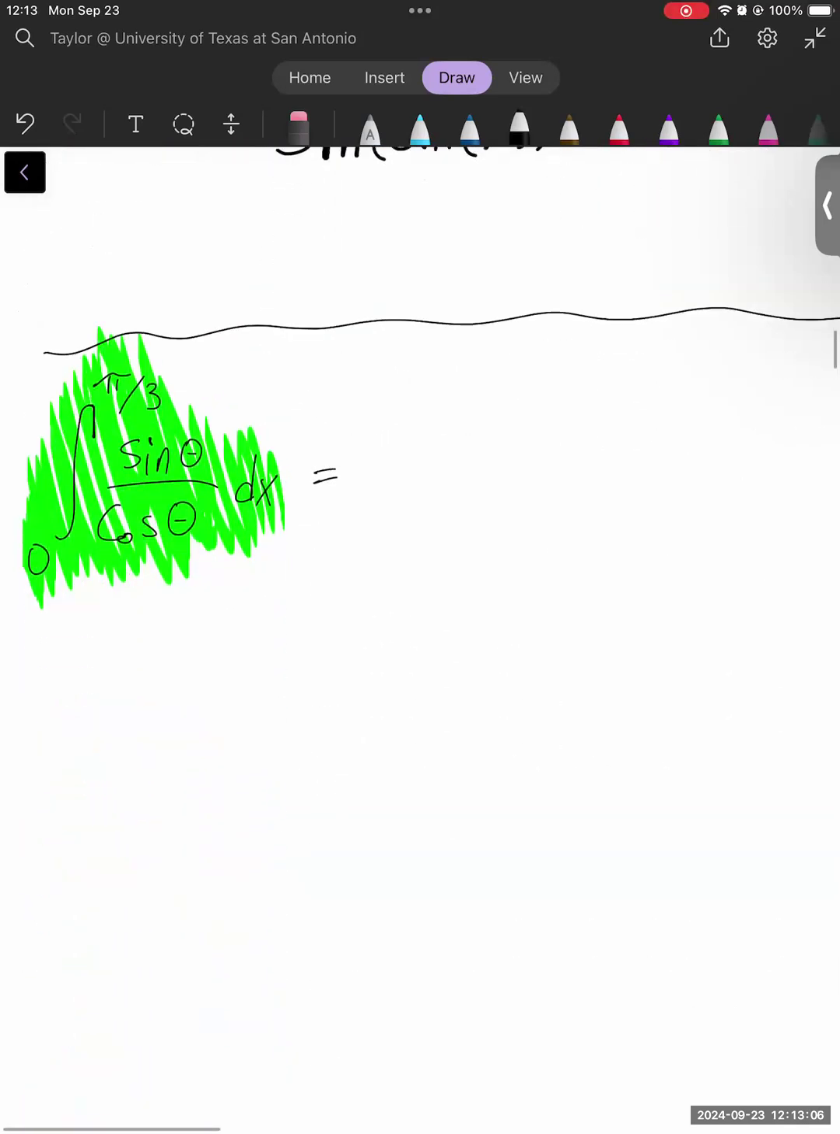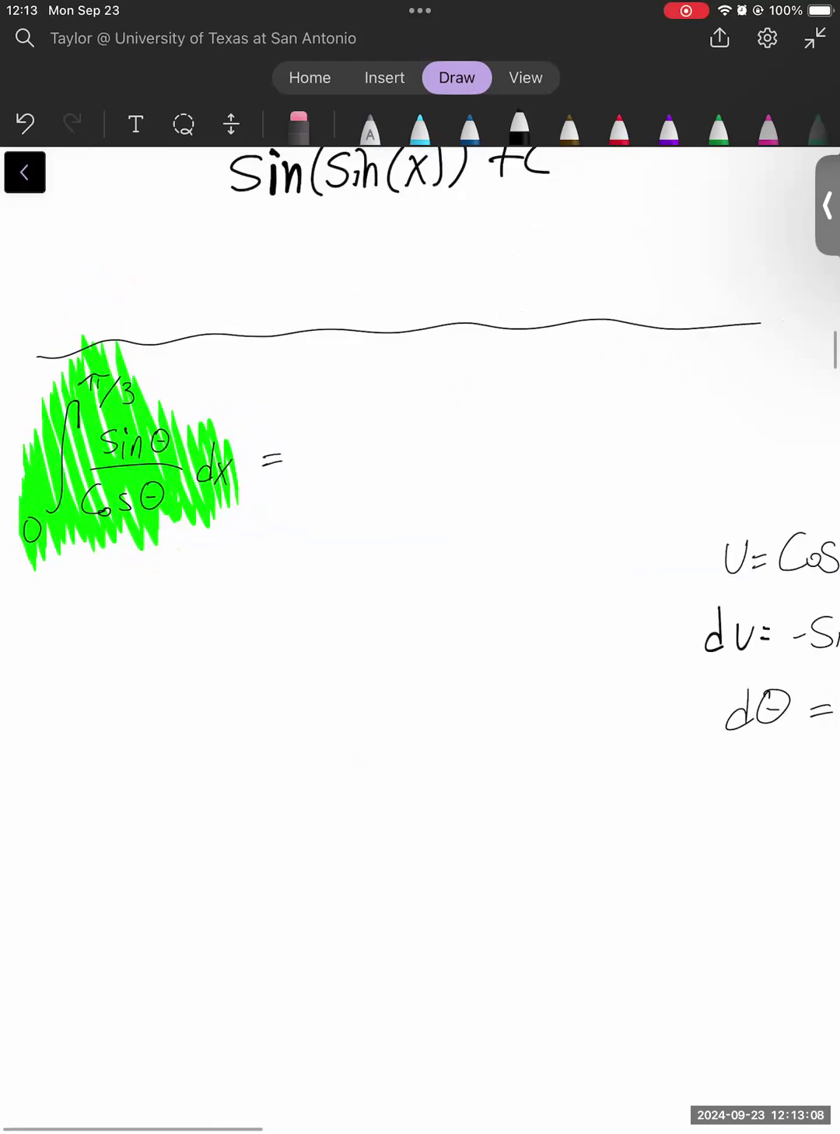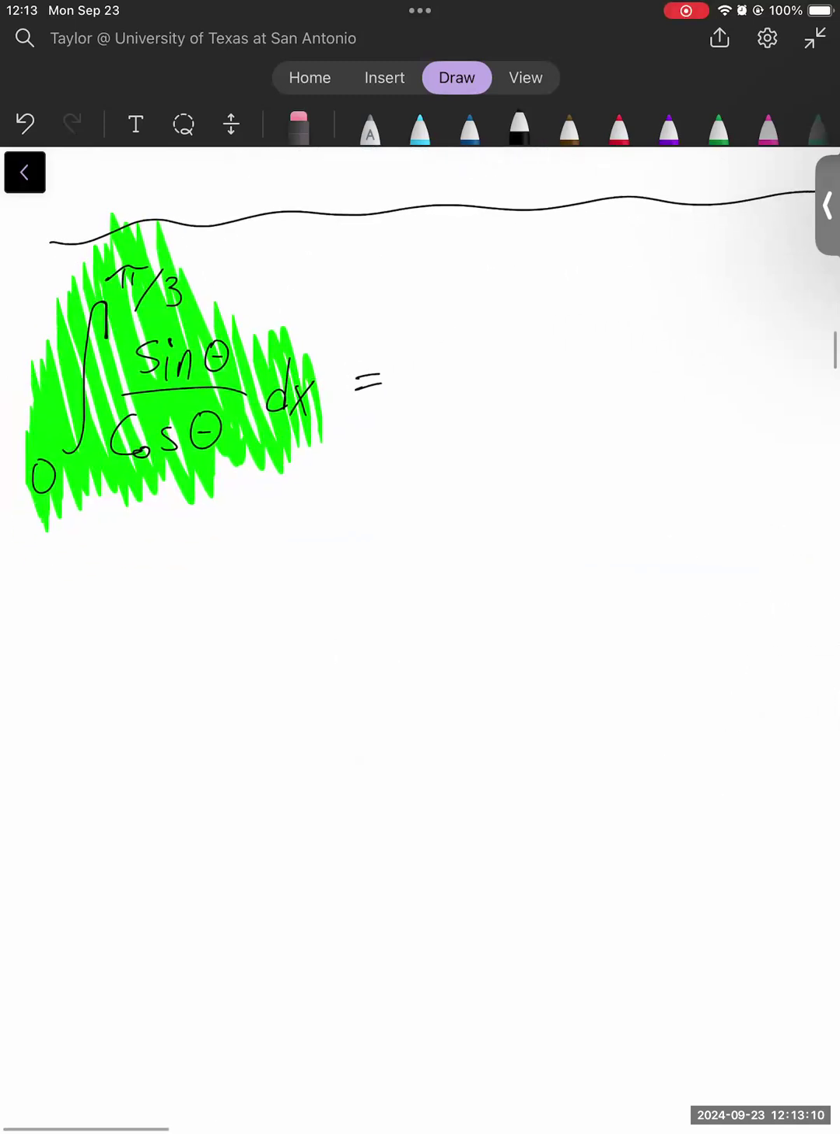Moving on to the next one, we have a bit of a definite integral here. So the first thing I want to do, we know what we need to do. We've got u equals, du equals, and dx equals. So go ahead and fill this in for me. What do I get for my terms?